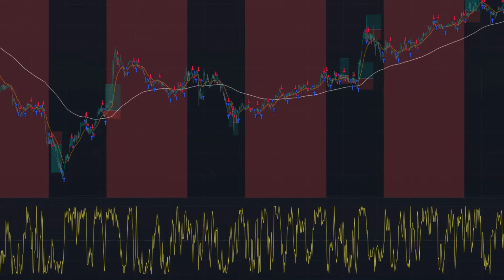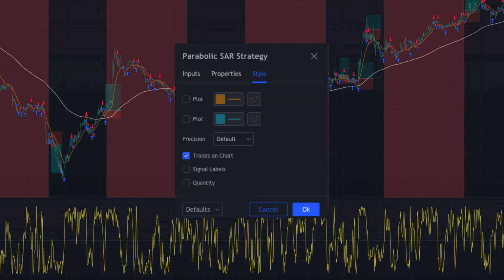Let's get into it. This test will utilize 5 different indicators. First is the Parabolic SAR Strategy Indicator, which is a free built-in TradingView indicator. I'm going to remove all of the checkboxes here except for the trades on the chart.